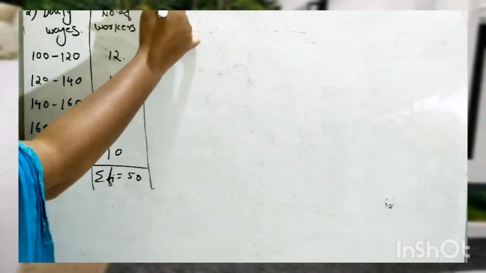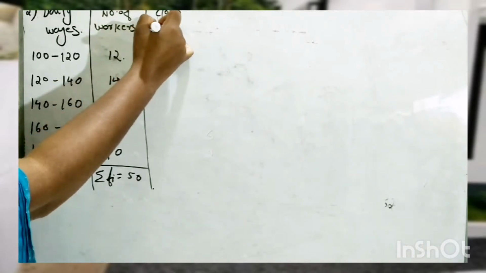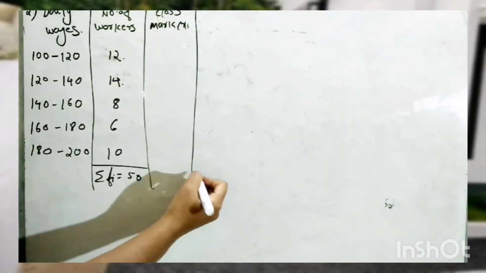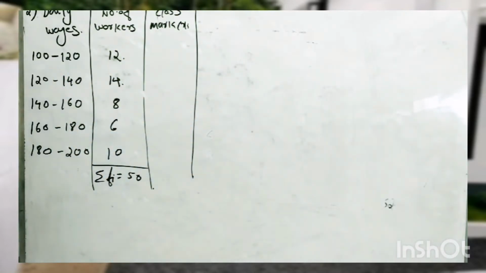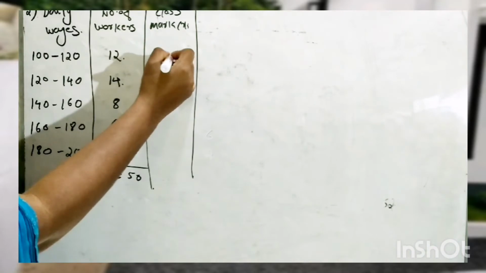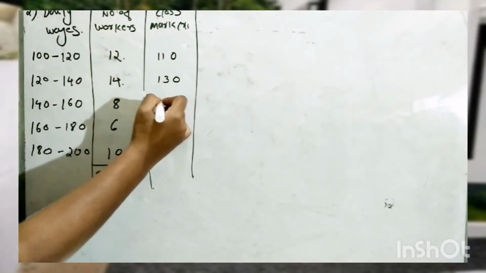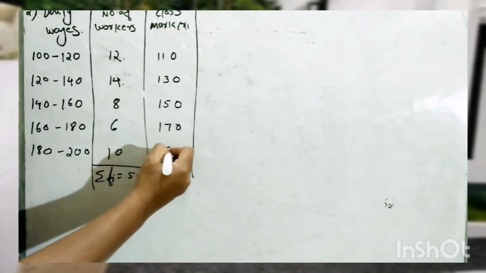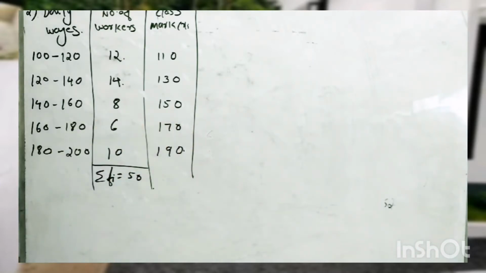Now class mark, that is our xi. The class mark is lower limit plus upper limit by 2. So we get the class marks as 110, 130, 150, 170, 190.